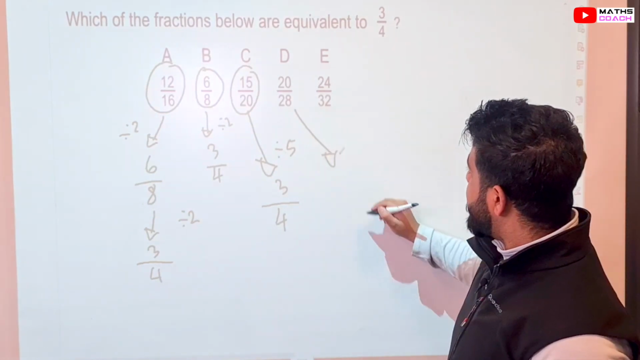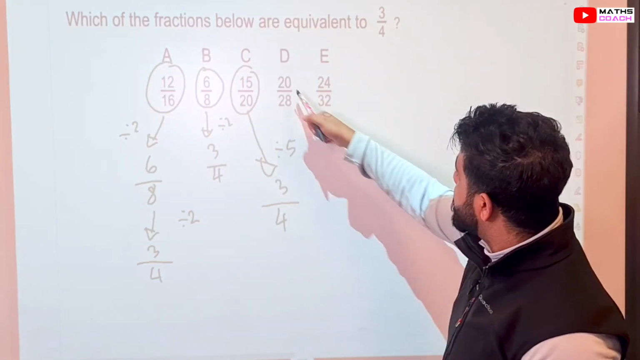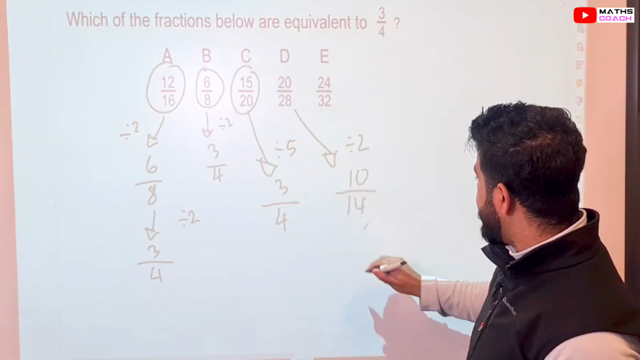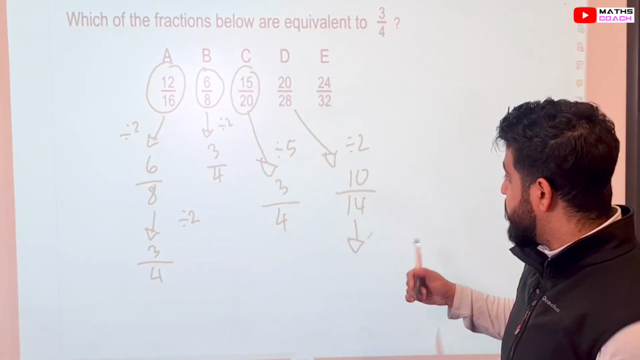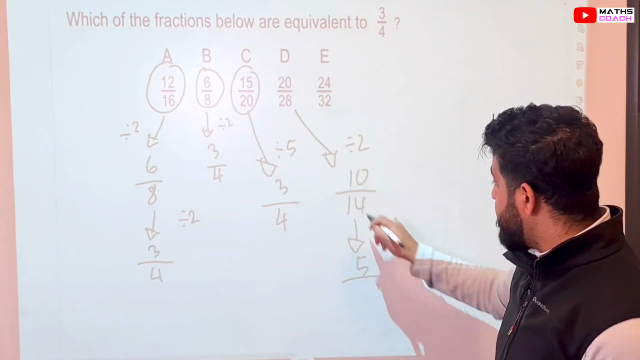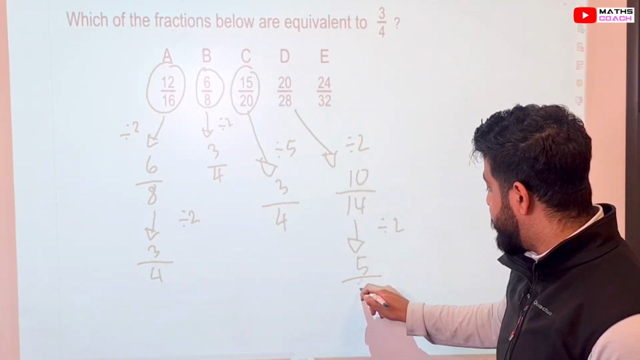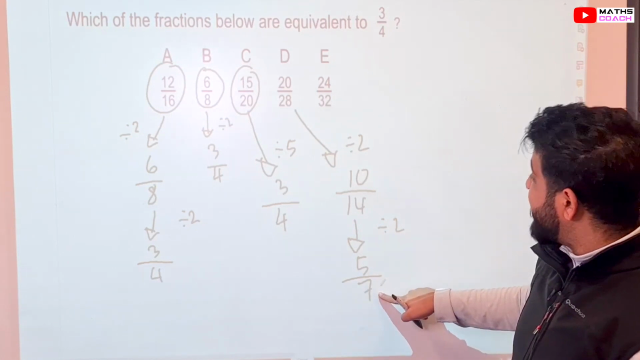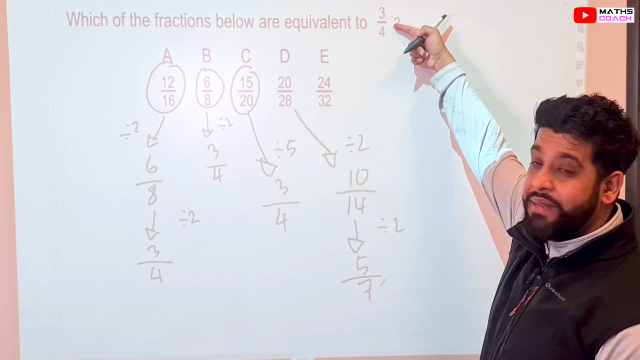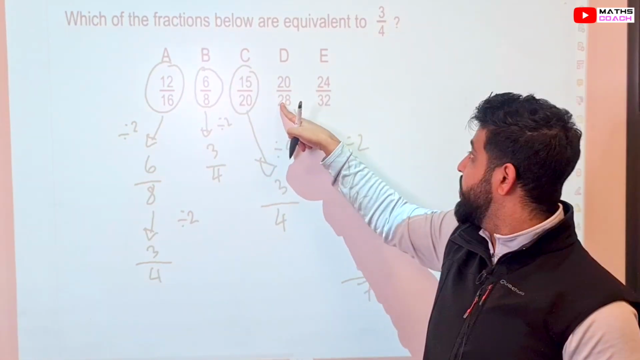20 over 28, let's see, we can divide both by 2. So 20 divided by 2 is 10, 28 divided by 2 is 14. We can simplify or cancel this one more time by dividing by 2. 10 divided by 2 is 5. And 14 divided by 2 is 7. 5 over 7 is our fraction that we get, the equivalent fraction of this. And 5 over 7 is not the same as 3 over 4. So this is not equivalent.